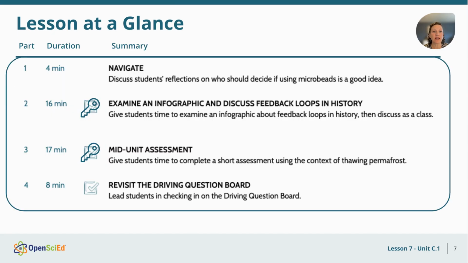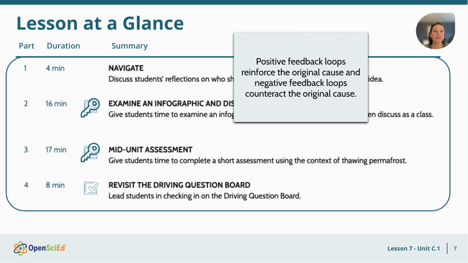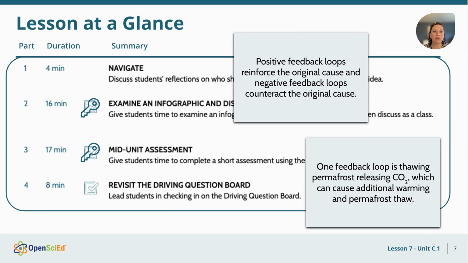This one-day lesson contains one sense-making loop, where we examine an infographic and discuss feedback loops, and then students complete the mid-unit assessment. We figure out that positive feedback loops reinforce the original cause, and negative feedback loops counteract the original cause. Through the mid-unit assessment, we figure out that one feedback loop is thawing permafrost, releasing carbon dioxide, which will then cause additional warming and permafrost thaw. We revisit the driving question board and we wonder how the berm solution actually works, and if there are any feedback loops that could be related to it.